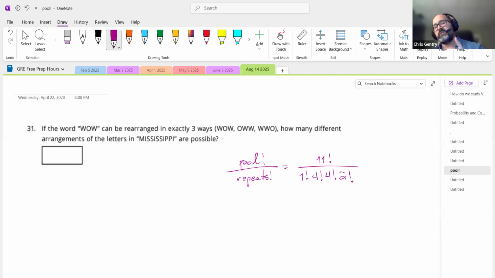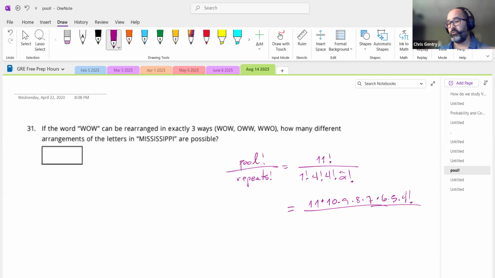The other reason it bothers me to leave out the 1 factorial is because it leaves out the easiest check to make sure you haven't made a silly mistake. Does 1 plus 4 plus 4 plus 2 equal 11? Do the things in my denominator add up to the thing in my numerator? Do that check, and that's how I make sure that I haven't miscounted. And when we actually have to do this math, we're going to find out that a lot of stuff cancels. 11 times 10 times 9 times 8 times 7 times 6 times 5 times 4 factorial.